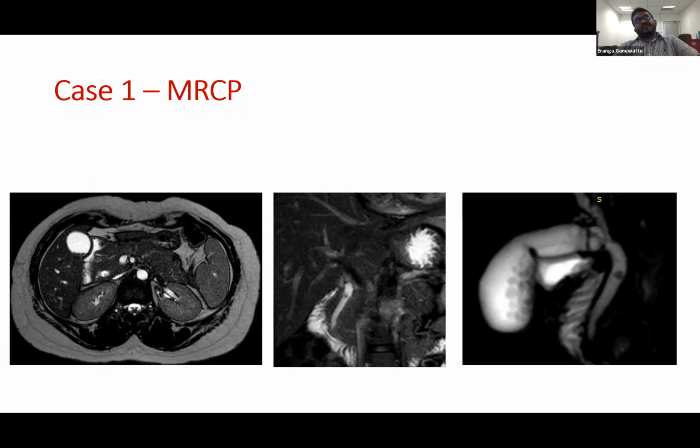And one more thing, if you're planning for a CT in acute pancreatitis, you have to wait at least 48 to 72 hours to see the changes. Otherwise, you might not be able to pick it up, because the changes take a little more time than the clinical presentation. So we usually recommend waiting at least 3 days for CT, but MRCP you can do straight away.